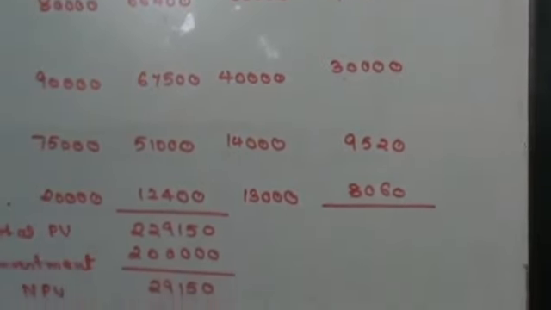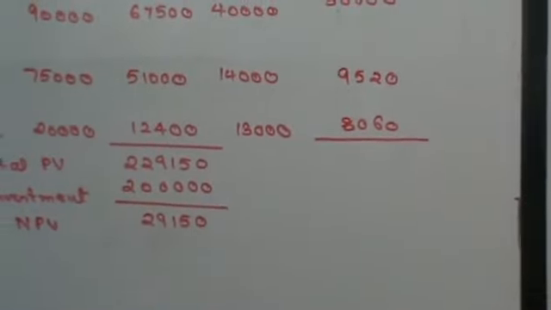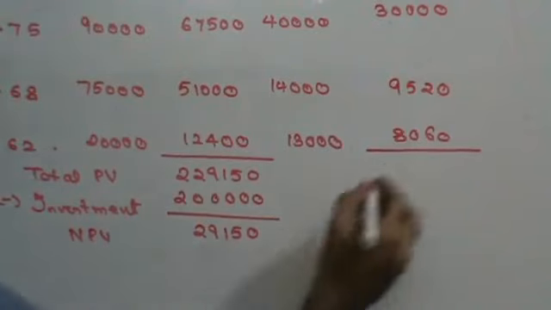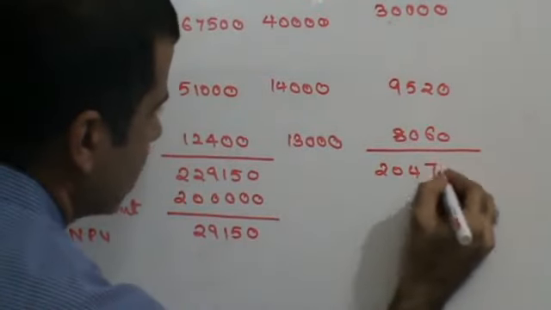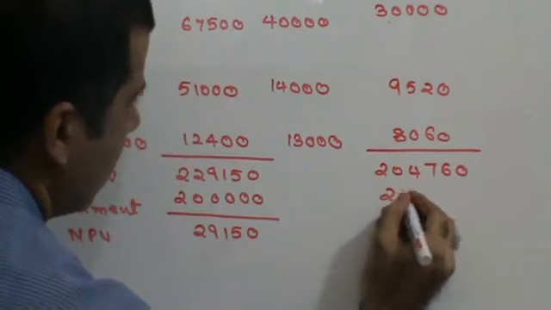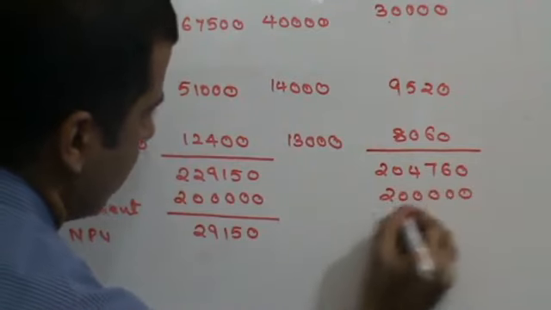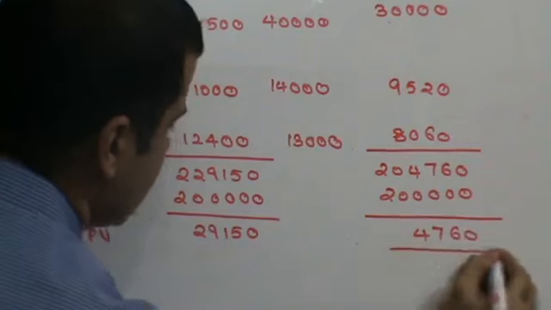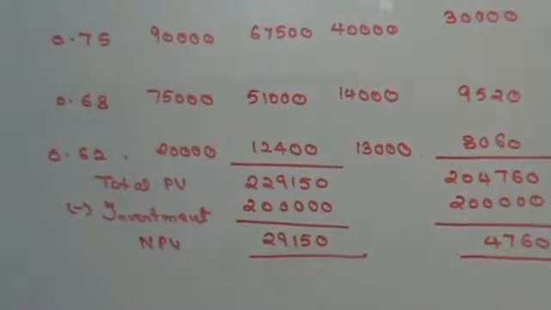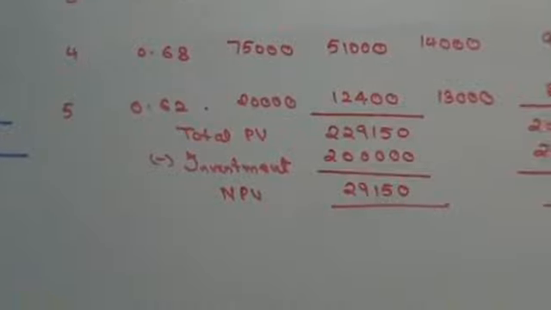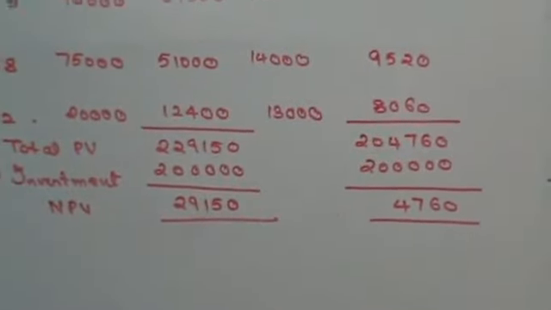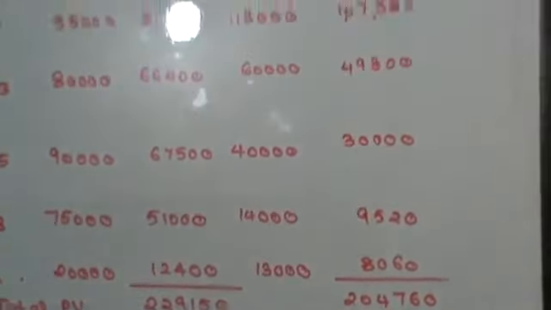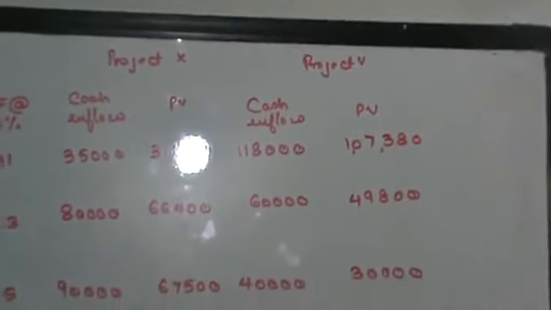Add this, so you will get your total PV as 2,04,760. The original cost of the project is 2 lakhs. So the net PV is 4,760. Since the net PV is greater for project X, therefore project X will be selected.